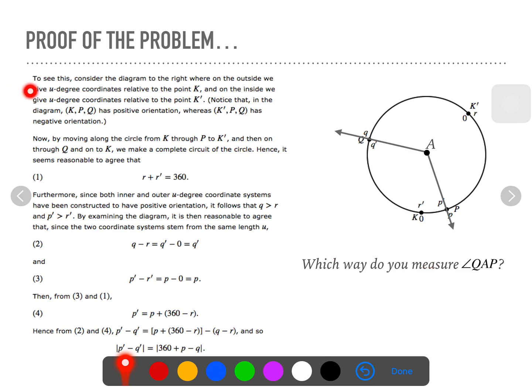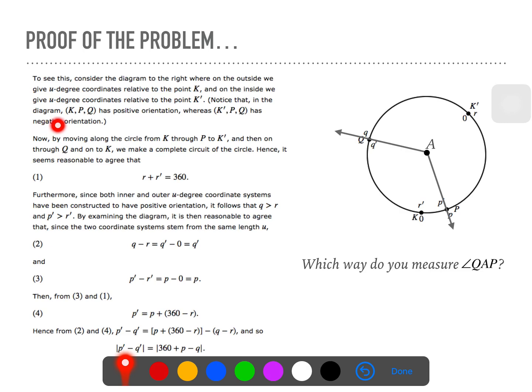So to see this, we're going to consider the diagram at the right where on the outside we give u degree coordinates relative to point K. So looking here at point K, we're going to make that the origin. And along the outside, I have the coordinates going around 0, P, R, and Q. And on the inside, we give u degree coordinates relative to the point K prime. Here's K prime.